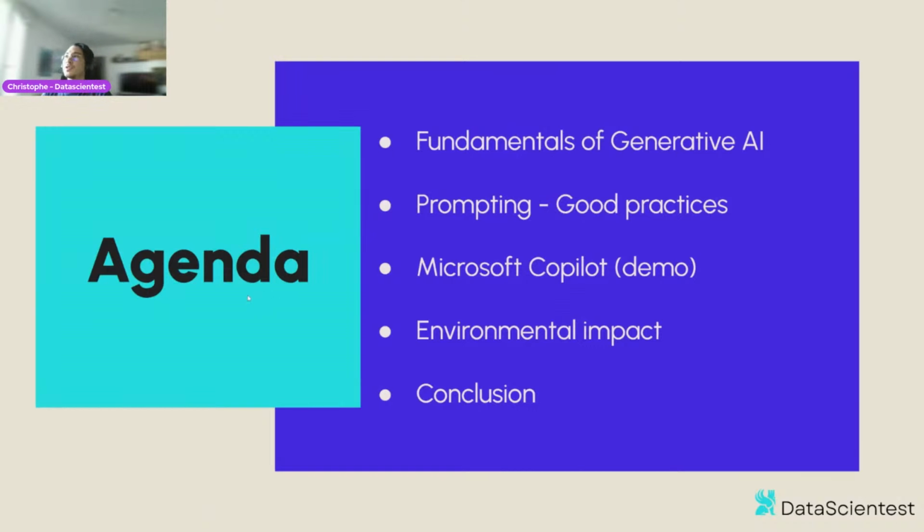So first, the fundamentals of generative AI. Then we'll go to the good practices about prompting. I will do a quick demonstration of Microsoft Copilot. And then we are going to check out a bit more about the environmental impact that AI, and specifically LLMs, has on the environment, of course. And we will end with a quick conclusion.